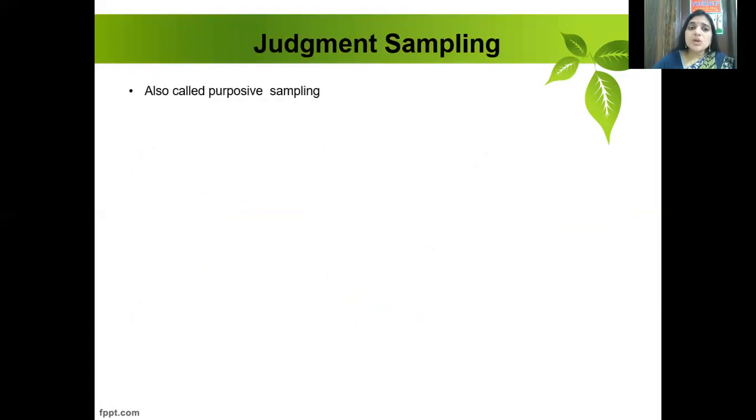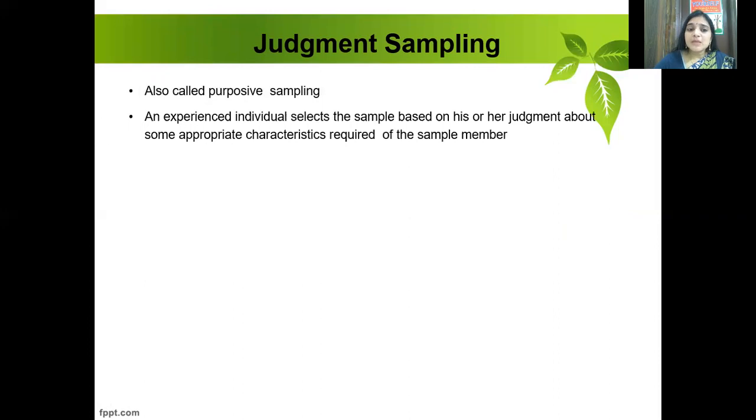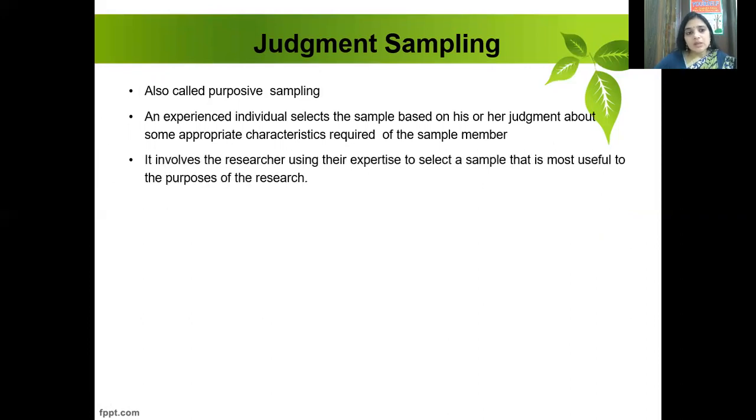Judgmental sampling. It is also called purposive sampling. An experienced individual selects the sample based on his or her judgment about some appropriate characteristics required of the sample member. It involves the researcher using their expertise to select a sample that is most useful to the purposes of the research. For example, I know that in a class 10, these 2 students are very intelligent. They would be able to answer everything I want to know about things going on in the school. So they might be knowing everything related to study, but they might not know things related to sports. So this would be a biased sampling once again.